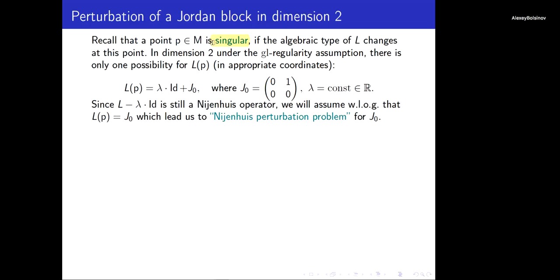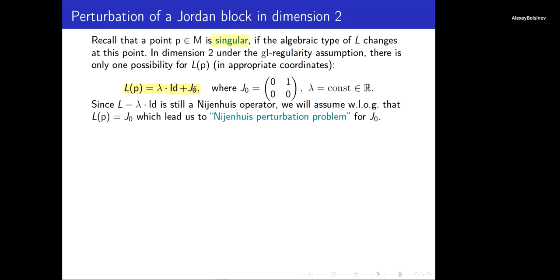So what does it mean? If they collide, we know that at this very moment the matrix is, in general, either a scalar matrix or a Jordan block. But scalar matrices are forbidden. So at this point, when this collision happens, my matrix is a Jordan block with a certain eigenvalue lambda, some constant. So it's lambda identity plus the zero Jordan block.